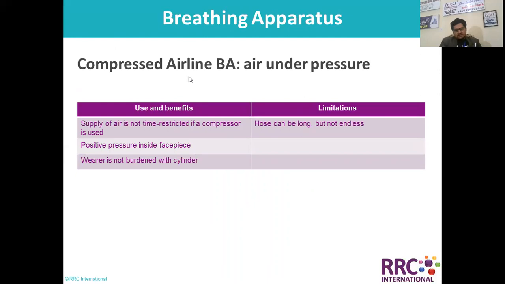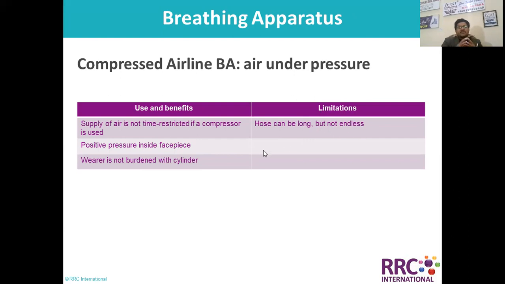Compressed air line breathing apparatus, air under pressure. Several benefits are there. Supply of air is not time restricted if a compressor is used. Positive pressure inside the face piece, and the wearer is not burdened with a cylinder unit. But a limitation: the hose can be long but not endless.